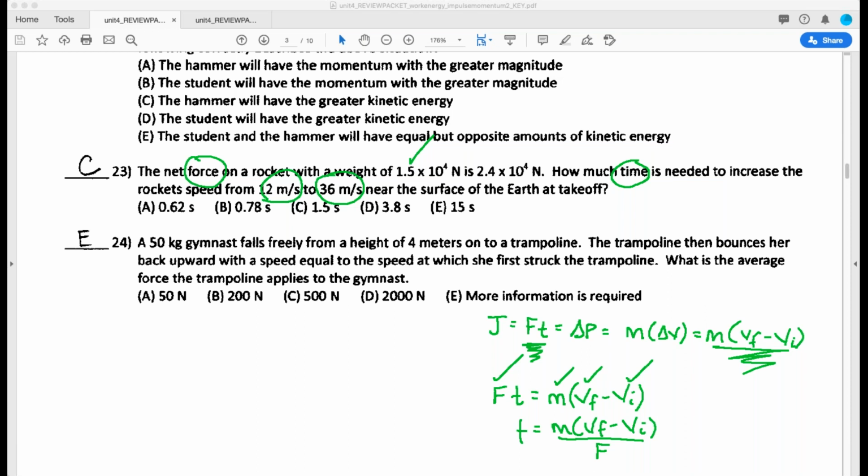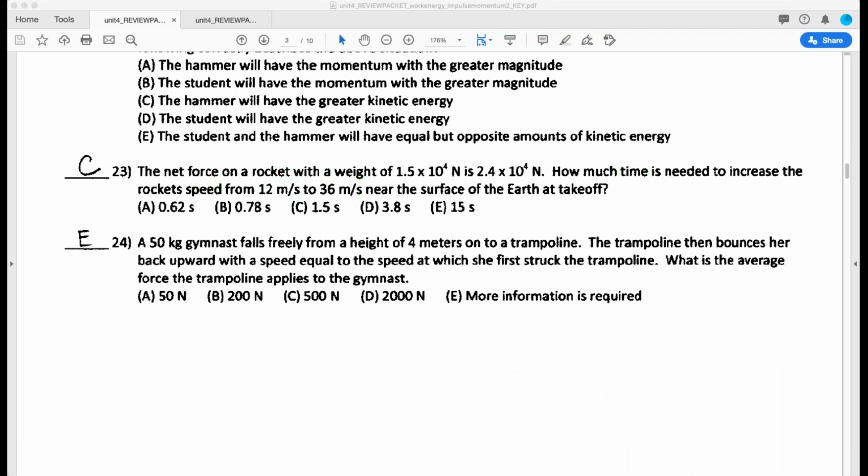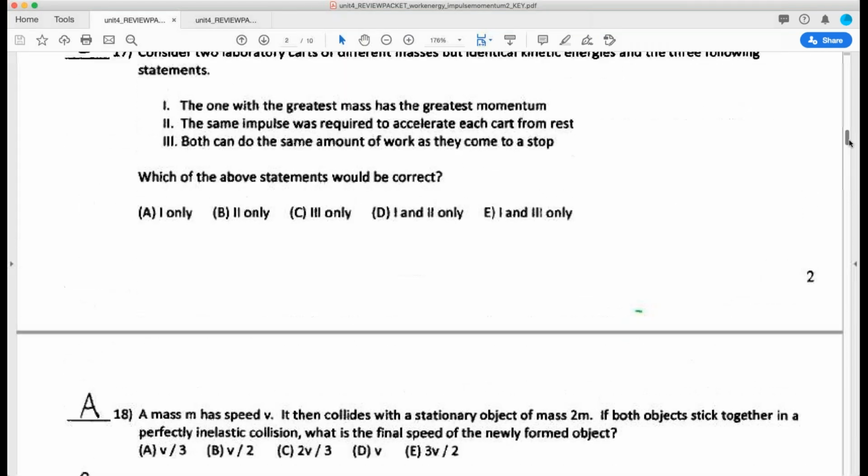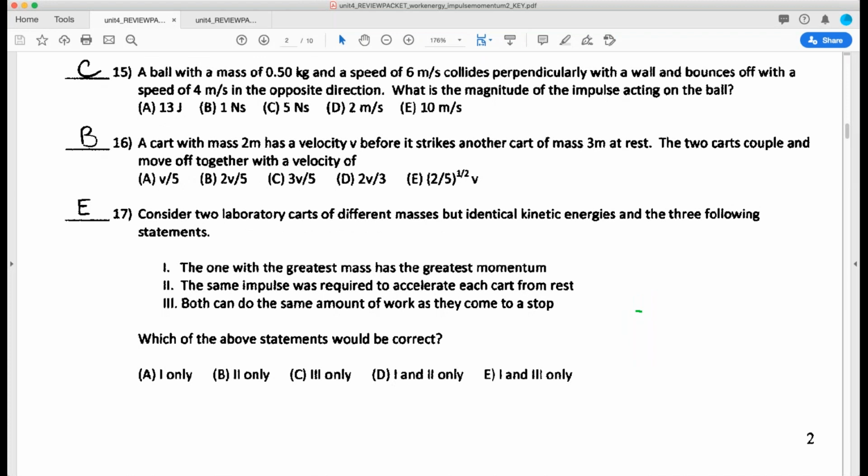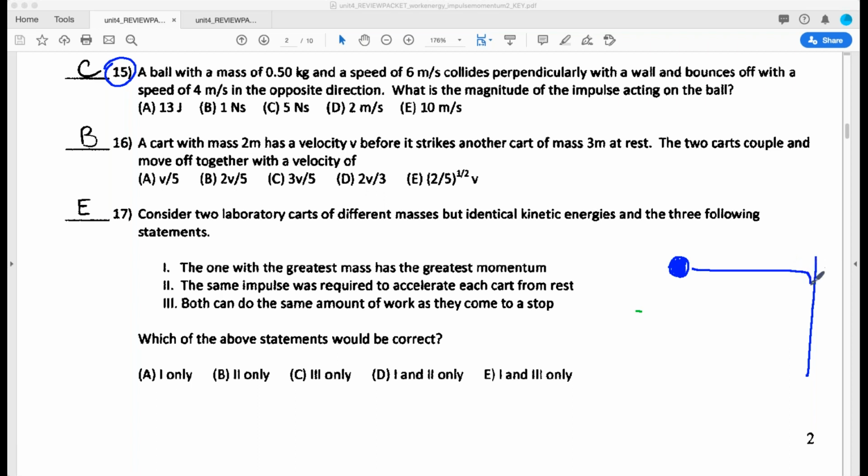All right. I have one more question here. It looks like it's number 15 on packet number 2. So 15 is a great question. It's a great question just because it's kind of down the middle and something that you'll see. So I'm going to make a sketch. Let's say that the wall is here and we have a ball. Again, these bouncing questions are very common, because most students forget the vector nature of impulse and momentum.